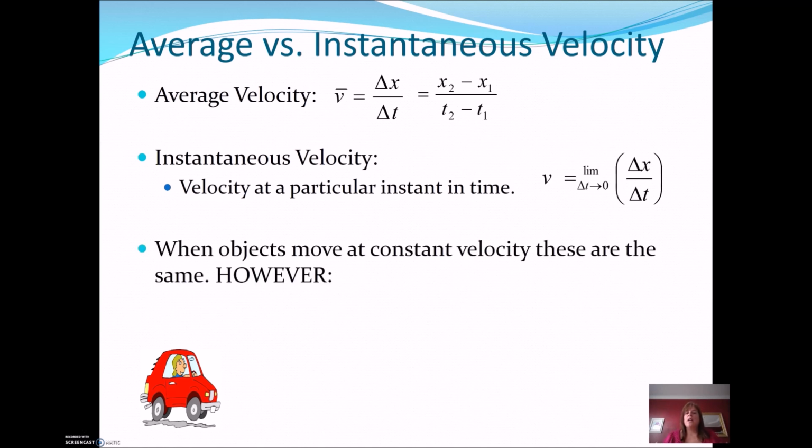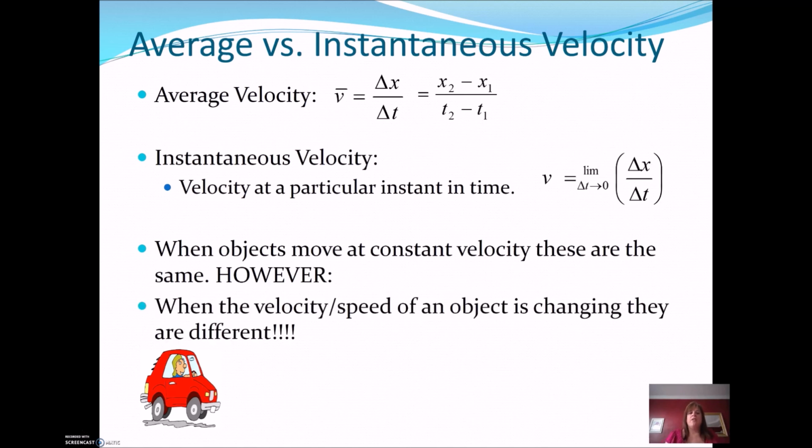Now, we're going to get more into that when we talk about graphs in our next video. And sometimes objects will be moving at constant velocity, so the instantaneous velocity and the average velocity will be the same the entire time. However, there are times where the velocity or the speed of the object is changing, and that means they're going to be different.